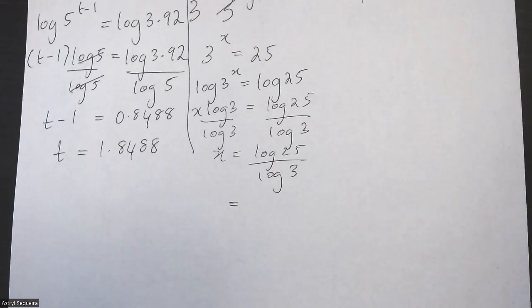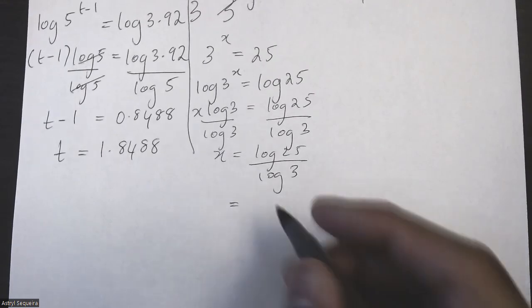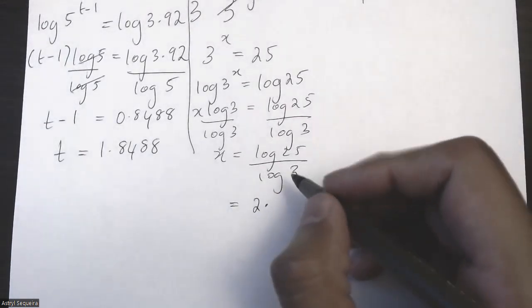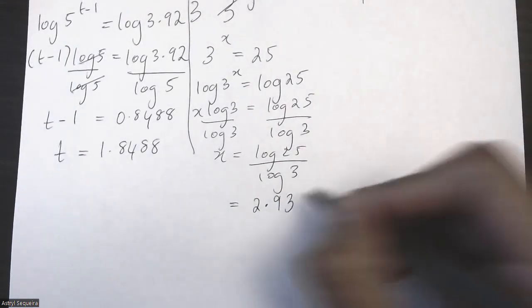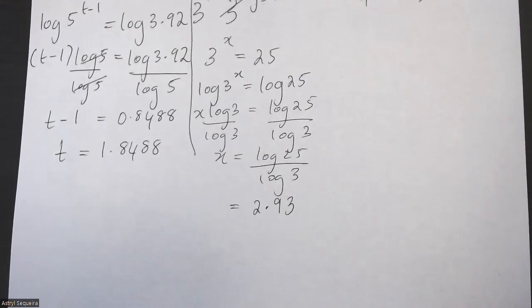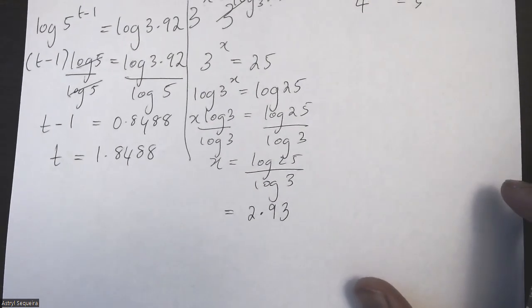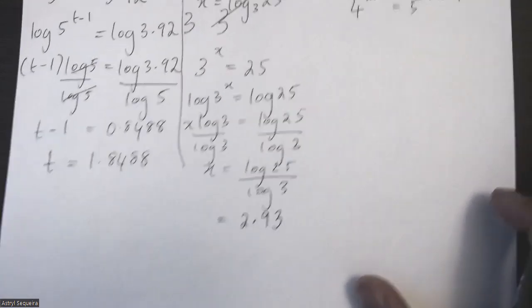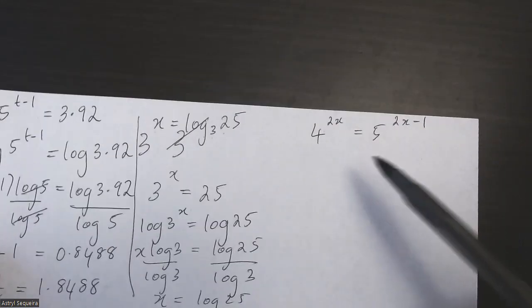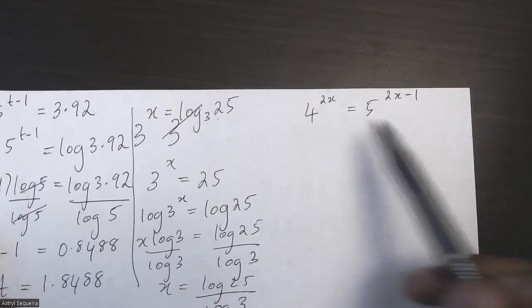So log 25 divided by log 3 is 2.93 if I round to 4 decimal places because it's just nines after that. I guess 3 decimal places. And let's try this last question over here.